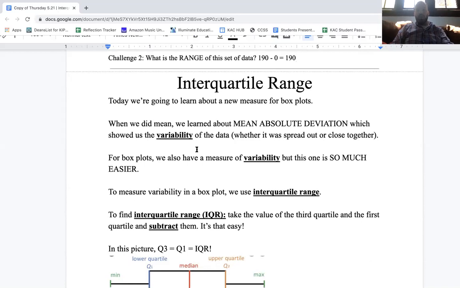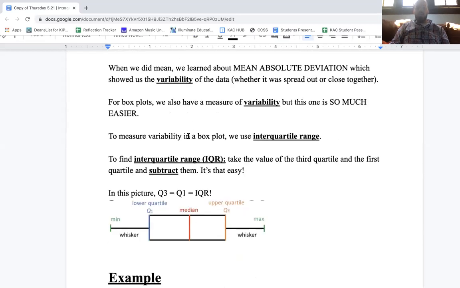Mean absolute deviation is one of the most difficult things you do in 6th grade because it takes so many steps. This one is not as hard. To measure variability in a box plot, we use something called the interquartile range. To find the interquartile range, IQR, very simple. We take the value of the 3rd quartile, or the upper quartile, and the 1st quartile, or the lower quartile, and we subtract. It's that easy. We take this number minus this number, and that gives us the interquartile range.